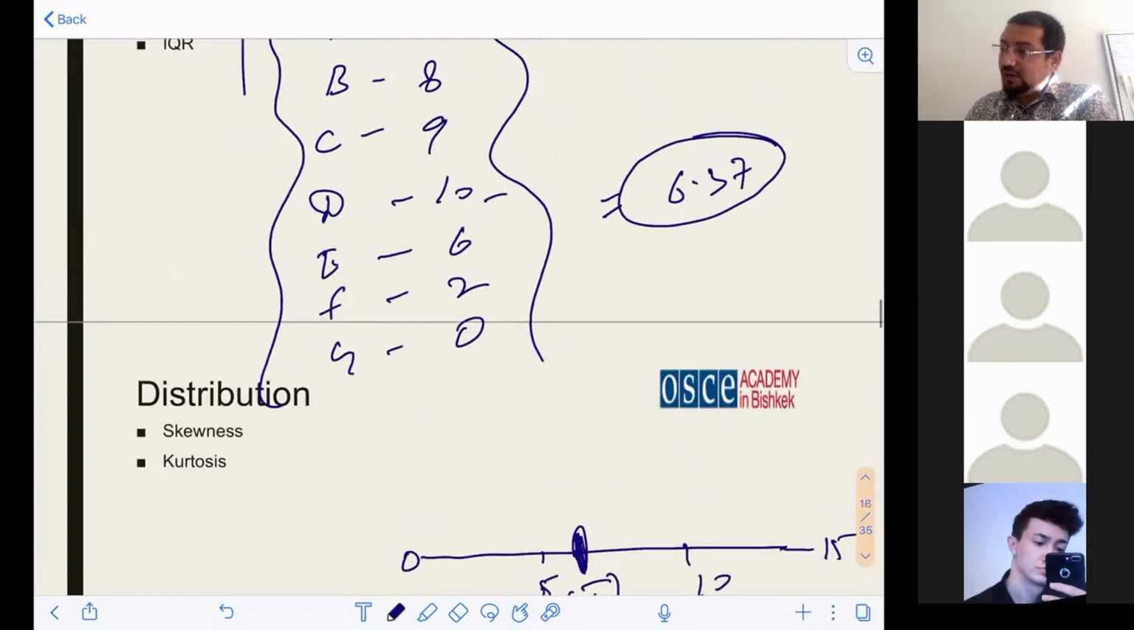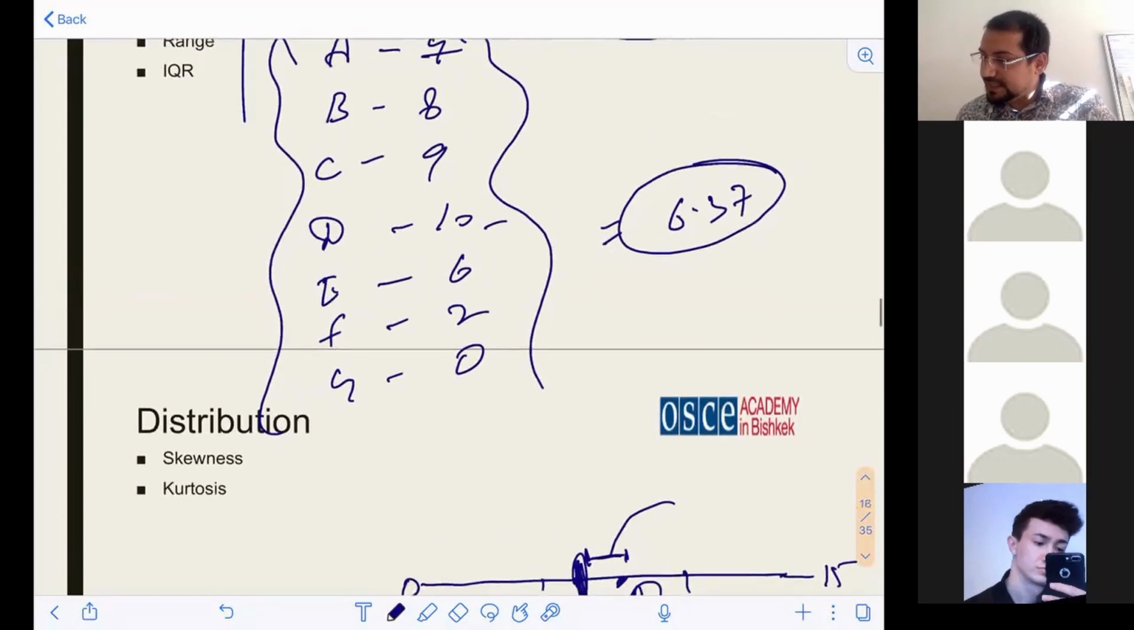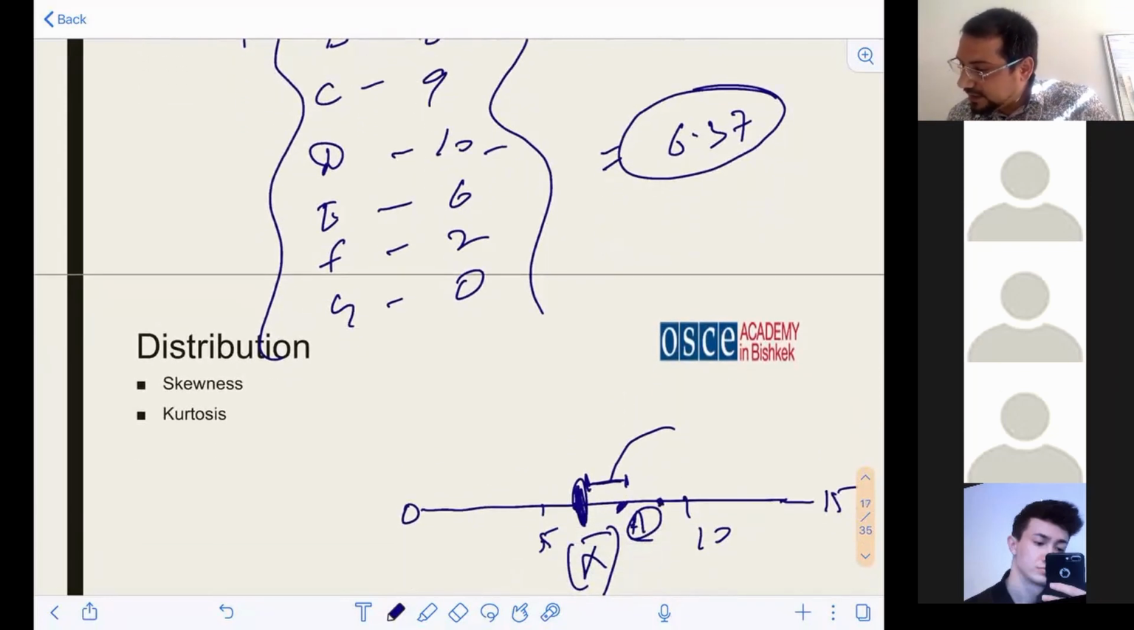And how about if I want this guy, for example, A is getting somewhere here, 7, because this would be A. So I want to know how far he is from the mean. Likewise, B, 8 here. This is my B. How much far from the mean? This is my average, sorry. How much is this far from the mean? This much far.